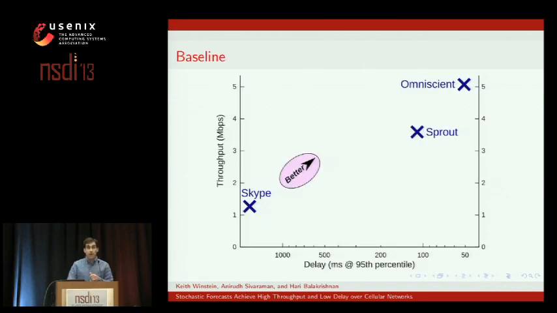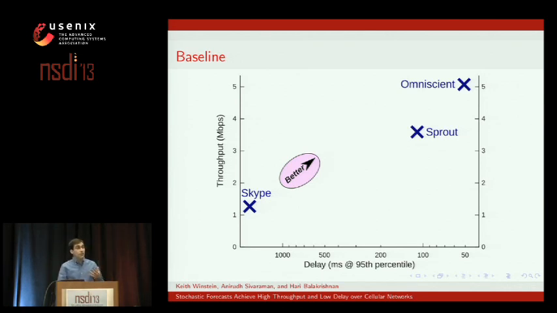But we have preliminary results from the sort of training phase. This is the baseline that we gave the students. Again, it's a delay versus throughput graph. Here's Skype, not so hot. Here's Sprout, which has got about the delay that it's supposed to have, about 100 milliseconds, and the throughput is respectable, 3.5 megabits. And here's the omniscient algorithm. This is literally the best you could do if you had complete foreknowledge of the network trace in advance. There was no uncertainty about what's going to happen.